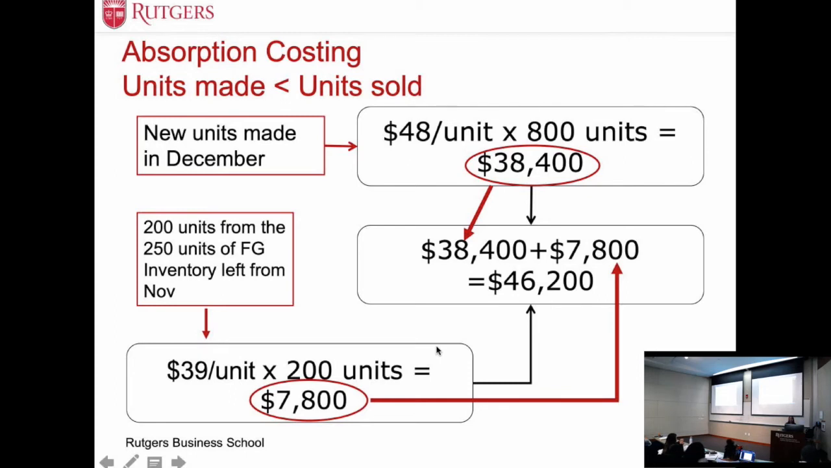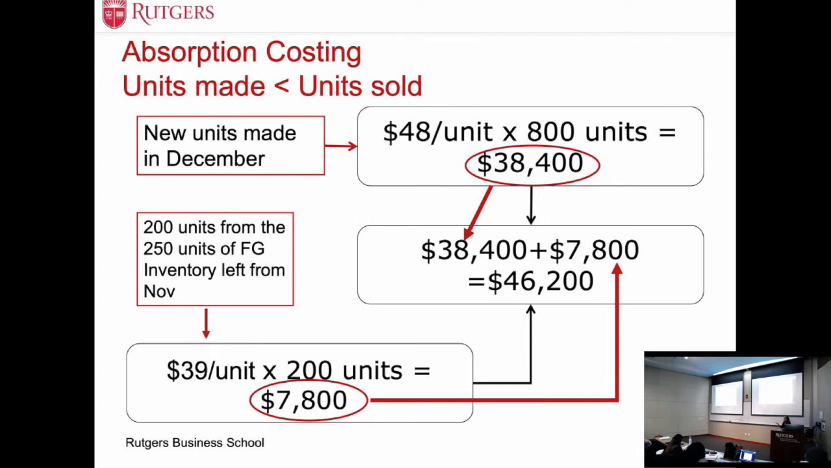Because in October we have no ending balance. Because the 200 units are all from November. There's nothing left in October, where we made as many as what we sold. So that's why only the November products are left as the beginning balance for December. Any questions so far?